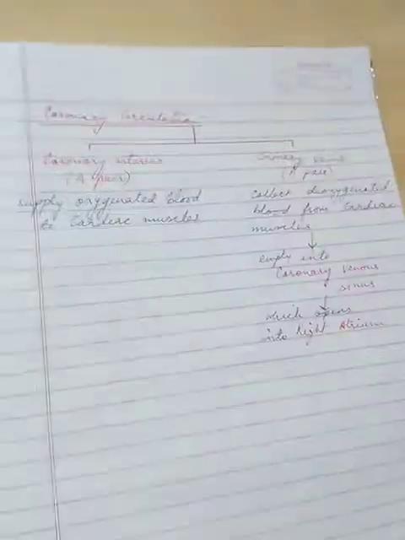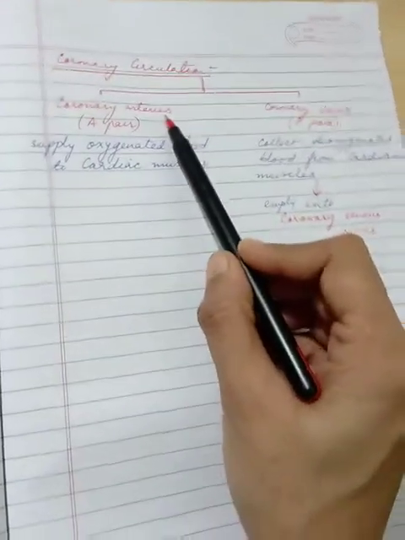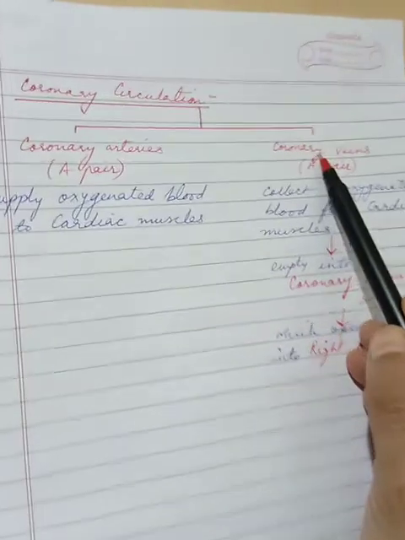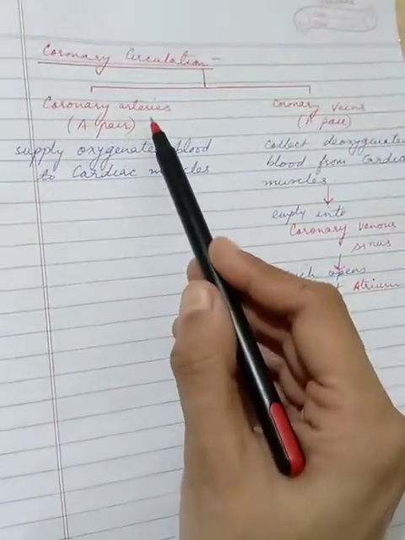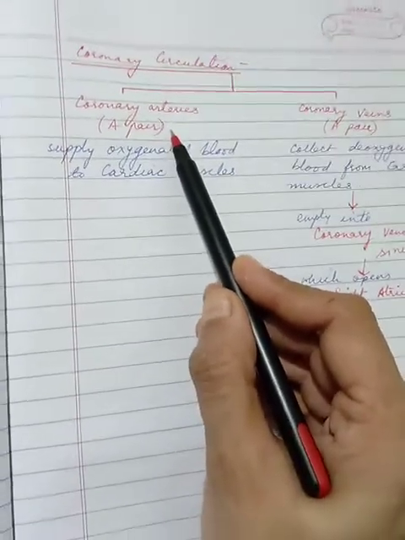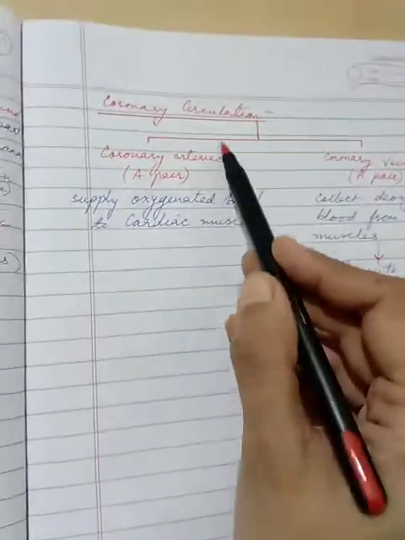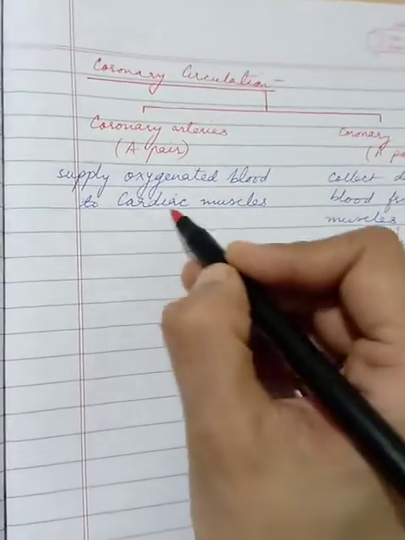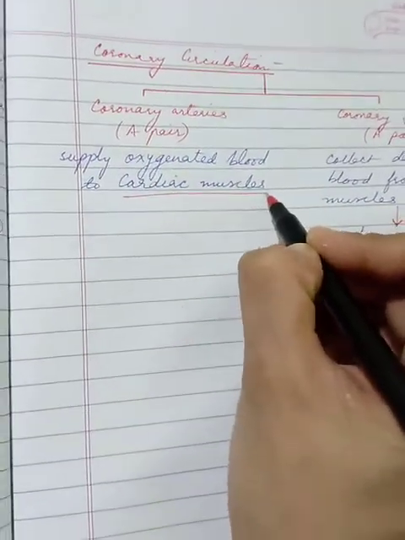Alright, then there's another circulation. We call it the coronary circulation. Now coronary, as the term tells you, obviously it is concerned with the heart. So what are you going to talk about here? You're going to talk about coronary arteries and the coronary veins. Now always remember, children, arteries always supply the pure blood or the oxygenated blood, except pulmonary artery. So what are coronary arteries going to do? They will supply oxygenated blood to the cardiac muscles, right?